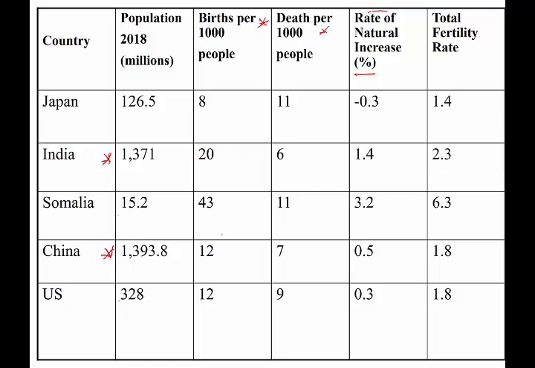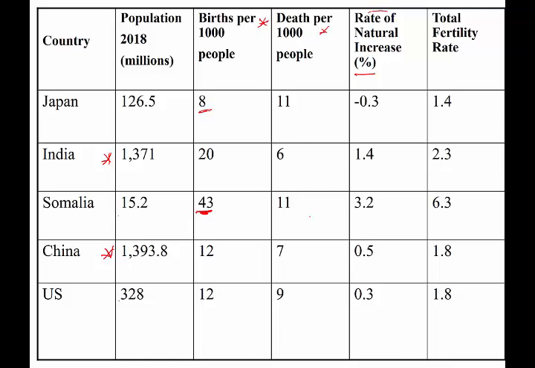If you look at births per 1,000 people, you'll notice right off that Somalia has the highest rate, 43 births per 1,000 people. The lowest rate is Japan, and surprisingly, China and the US are kind of paired. China and the US have the same amount of births per 1,000.